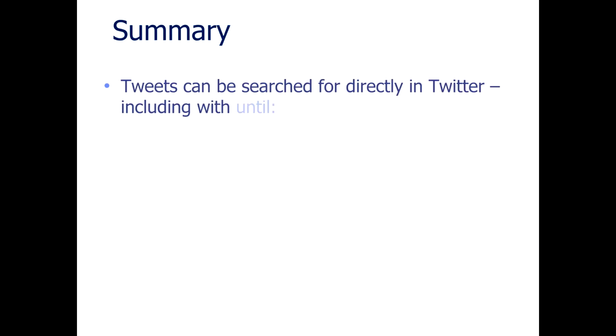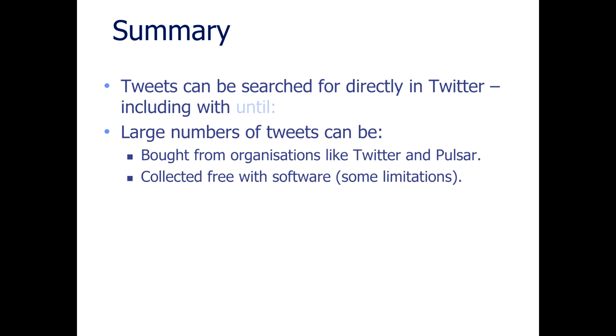So to summarize, you can get tweets directly from twitter.com, and if you want older tweets you can use the until keyword to get them, but it doesn't allow you to download automatically all the tweets from twitter.com. So it's good for small numbers of tweets. If you need large numbers of tweets, you can buy them from Twitter or data resellers like Pulsar, or you can collect them free with software with the date limitations that I've mentioned before.